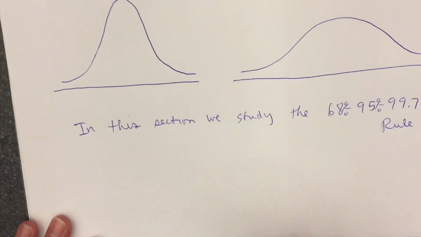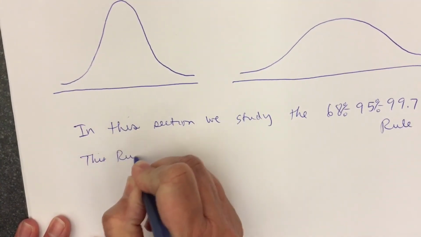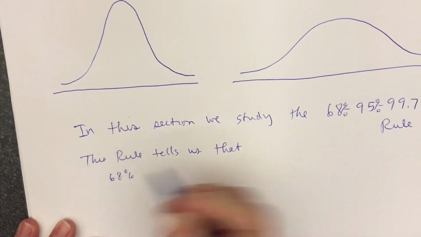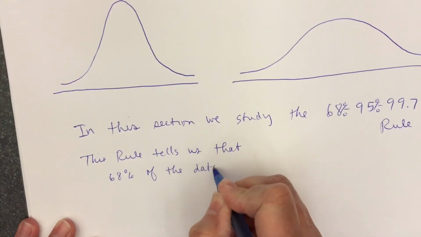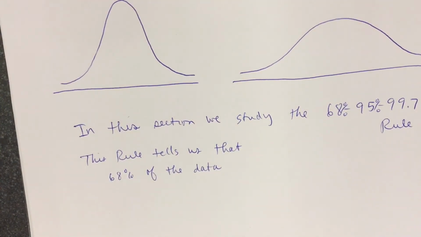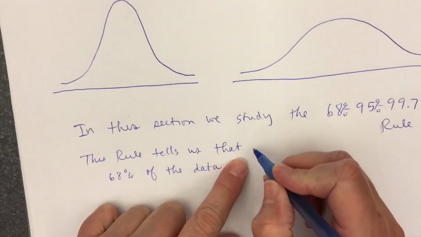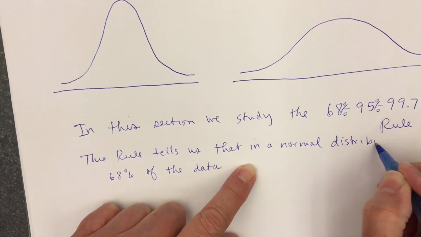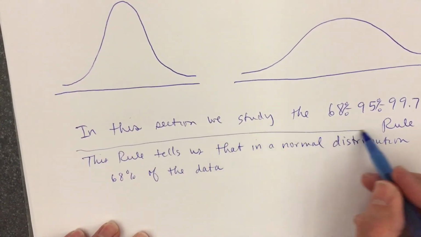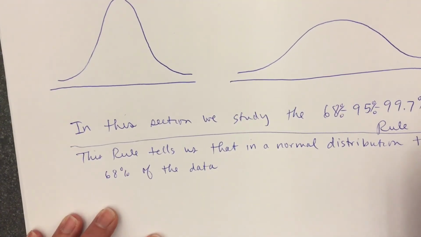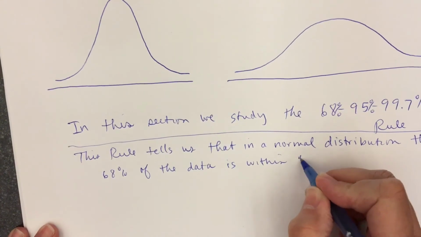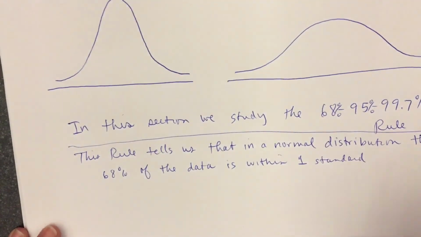Let me write that out. This rule tells us that in a normal distribution, 68% of the data is within one standard deviation of the mean.